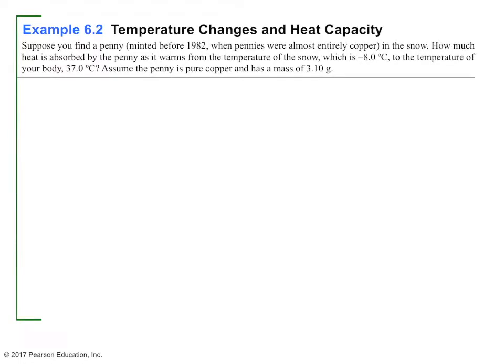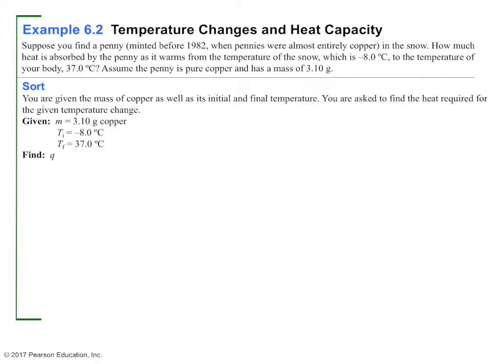Okay, so let's look at temperature changes and heat capacity. Suppose you find a penny minted before 1982, when pennies were almost entirely copper, in the snow. How much heat is absorbed by the penny as it warms from the temperature of the snow, which is negative 8 degrees Celsius, to the temperature of your body, which is 37 degrees Celsius? Assume the penny is pure copper and has a mass of 3.10 grams.